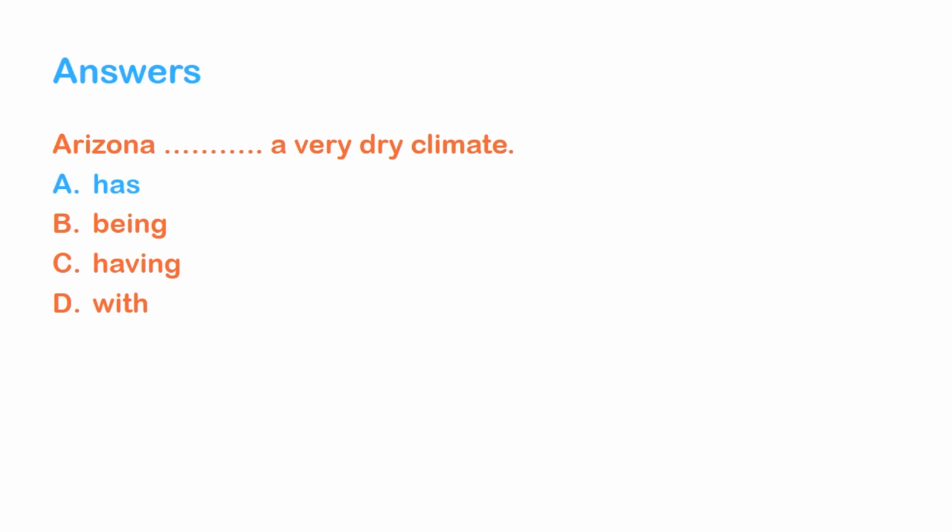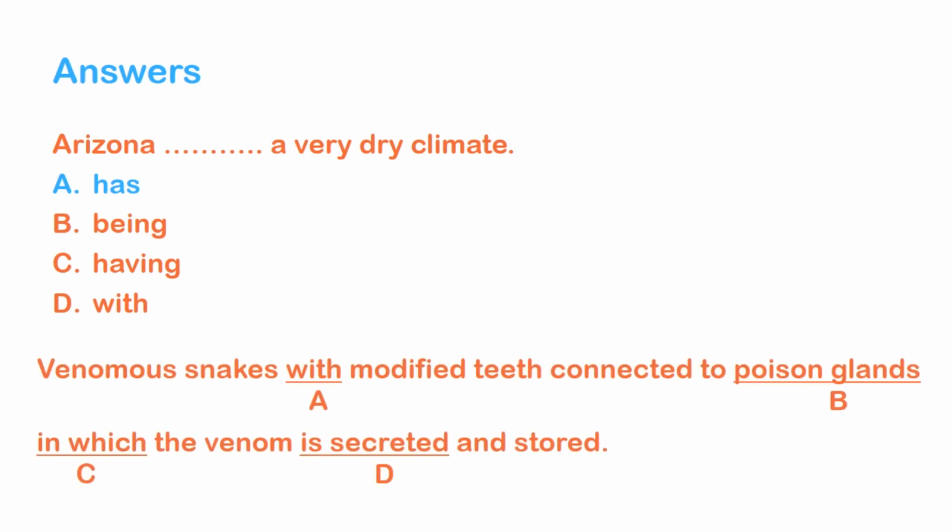Now, let's check your answer for the next question. Venomous snakes with modified teeth connected to poison glands in which the venom is secreted and stored. Here, if we have a closer look, this sentence actually consists of two clauses. The first one is venomous snakes with modified teeth connected to poison glands, and the other one is in which the venom is secreted and stored.